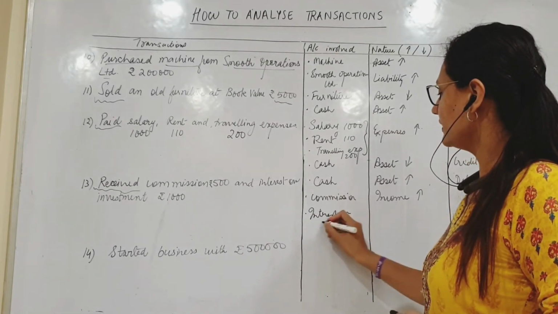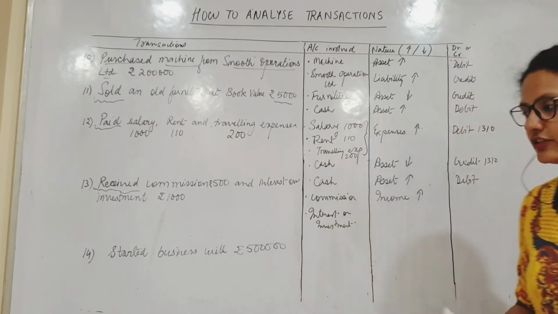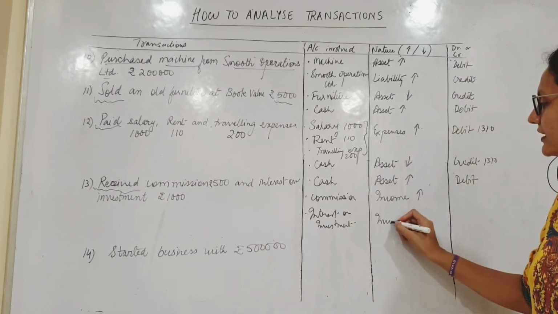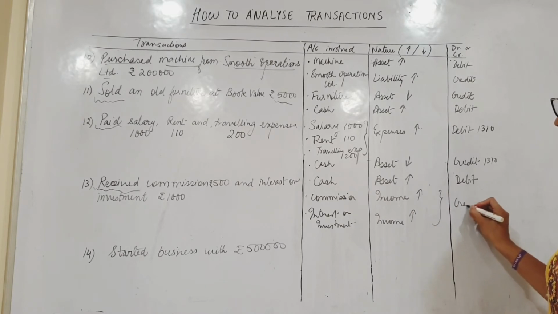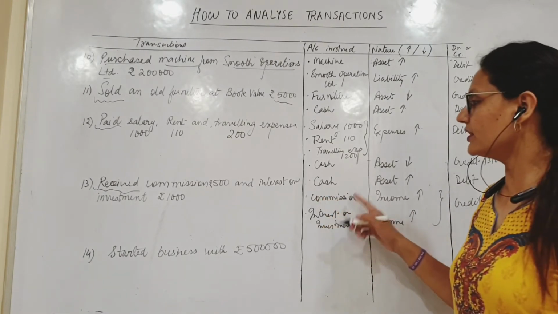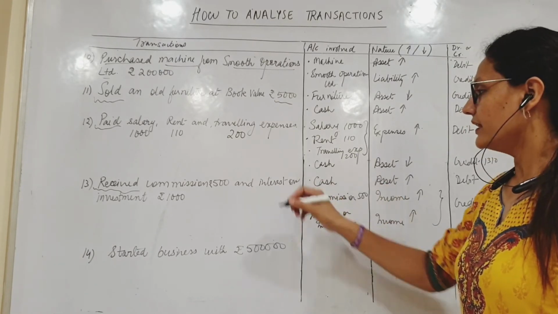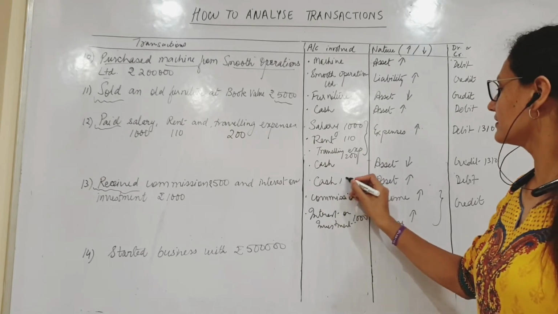Interest on investments, that account will also come into picture because that is also one form of income for you. That is increasing. Both these are increasing. Income जब बढ़ता है क्रेडिट करते हैं. Yes. कमीशन कितना मिला? 500. इंटरेस्ट कितना मिला? 1000. Therefore cash कितना मिला?